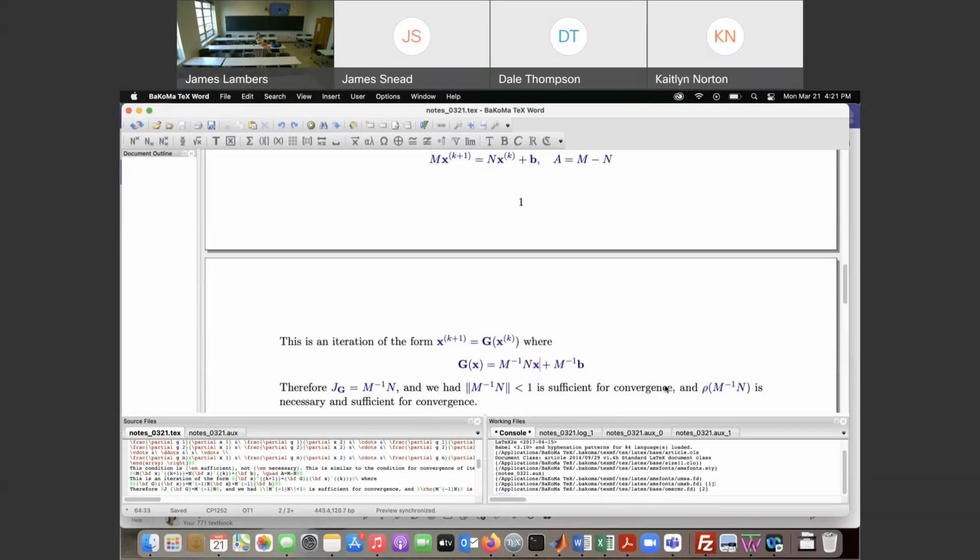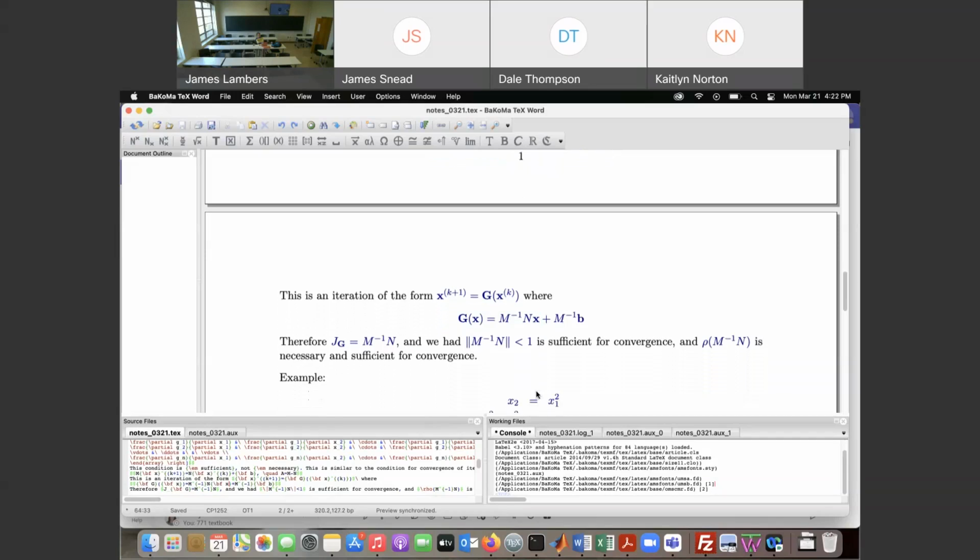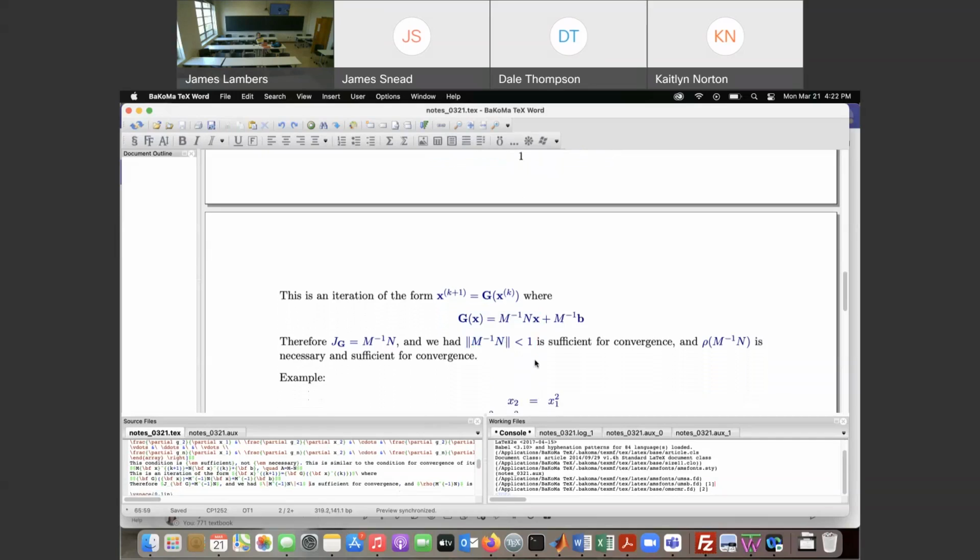And then this stronger condition, rho of M inverse N, is necessary and sufficient for convergence. So we'd like to have the same kind of thing with a system of nonlinear equations, ideally the spectral radius of the Jacobian matrix being less than 1 as a necessary and sufficient condition. But it might be easier to establish this if the norm is less than 1.